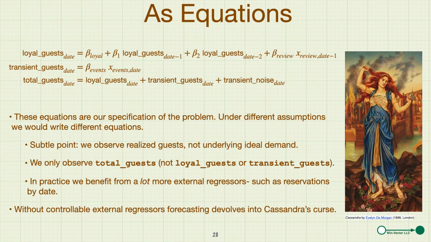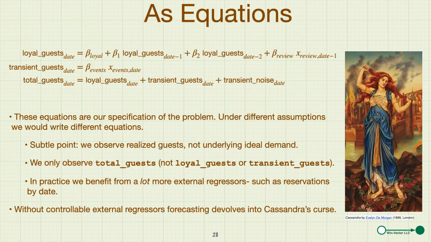Now, the final and last line of the equations: total guests is just loyal guests plus transient guests plus some more noise. The point is, only total guests is observable. All the other numbers, transient guests and loyal guests, are not observed, and all these coefficients, these betas, are to be inferred. We don't know them going in. It's the model fitting task to find these betas.